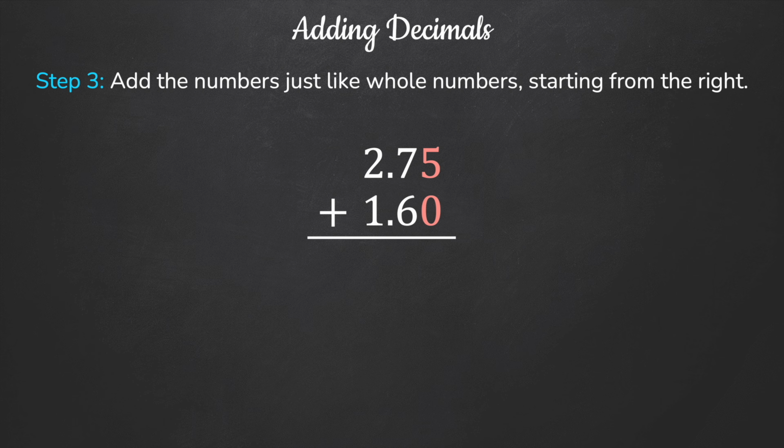So we have 5 plus 0 is equal to 5. Then we're going to move on to 7 plus 6, which is equal to 13. We bring down the 3 and we bring up the 1. Then we're going to move on to 1 plus 2 plus 1, which is equal to 4.